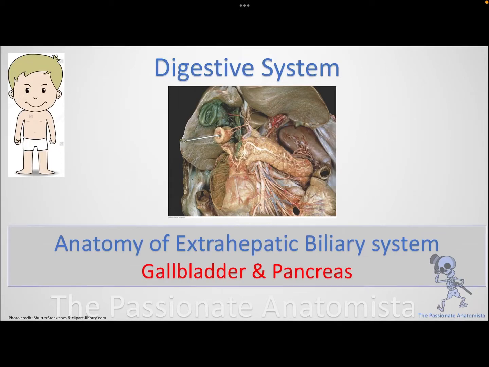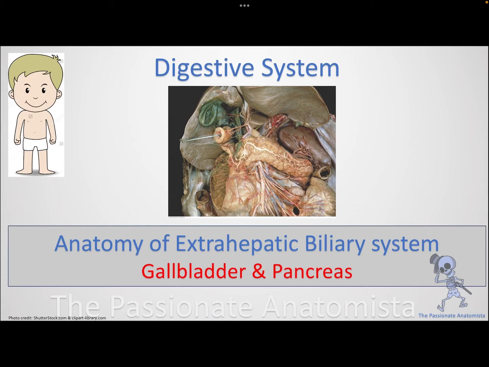Hi guys, in this video we're going to talk about the anatomy of the extrahepatic biliary system. To talk about what happens to the bile as it comes out of the liver, like we said in the previous video, the bile gets produced by the liver and comes out by the bile canaliculi, which join together to form the ductules, then the right and left hepatic ducts and then the common hepatic duct. Then we're going to have a journey with the bile as it goes all the way to open into the second part of the duodenum.